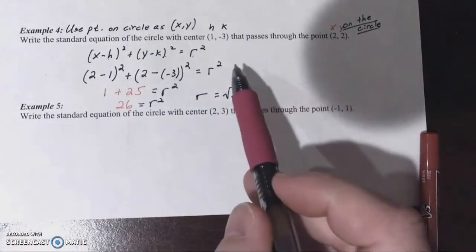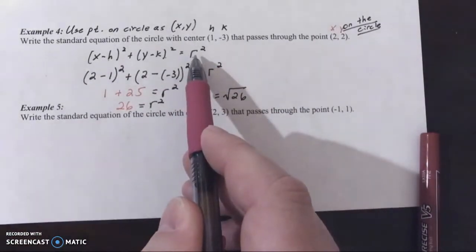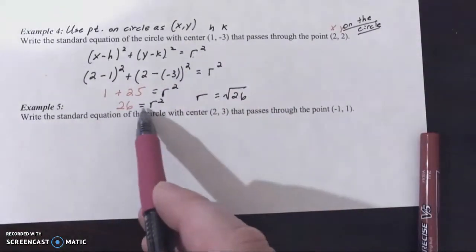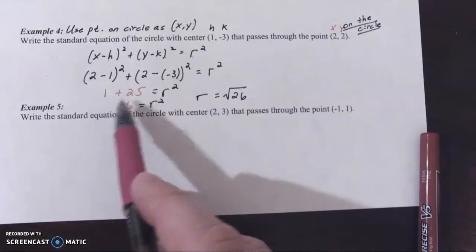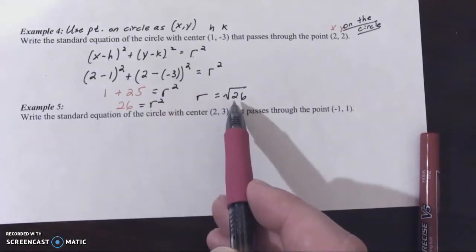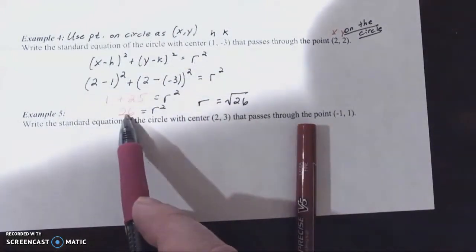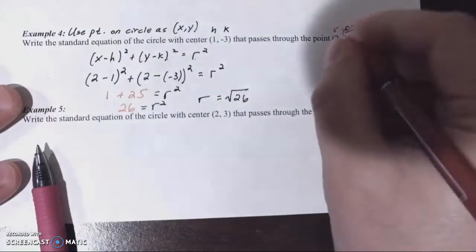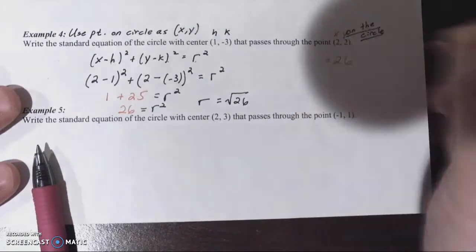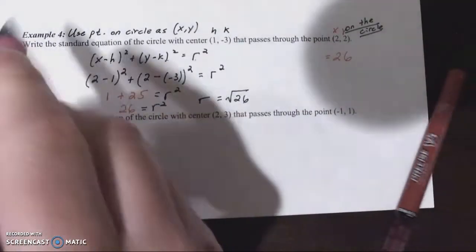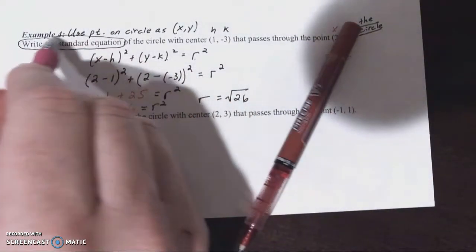Now, we really didn't need to do that because on the right side of this equal sign, we're really looking for r squared. It's nice to know what the length of the radius is, but for the purpose of our equation, we could have stopped here. We know r squared is 26. So I'm going to put a 26 in here. That's for my r squared. We're writing the standard equation, so we're not done.